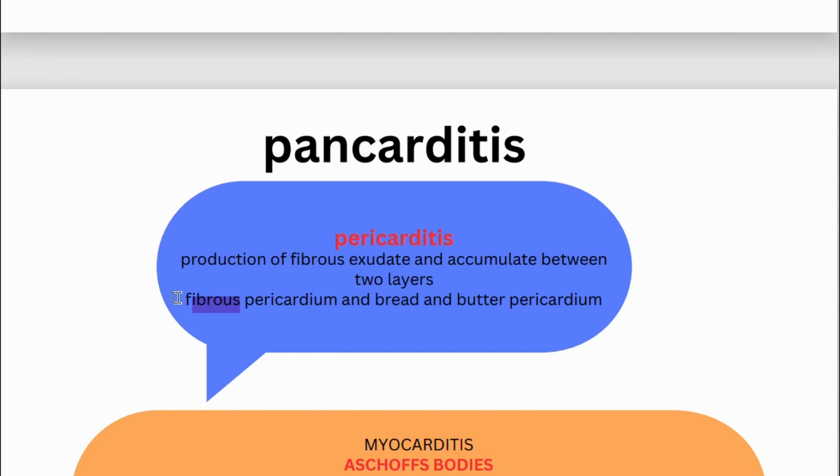Between the two layers of the pericardium, I'm telling you again, if you have not yet seen the part 1 video, please go back and see it, because in that I dealt very clearly with the layers of the heart. So between the two layers there will be accumulation of fibrous tissue, which leads to a bread and butter appearance, hence it is called bread and butter pericarditis.